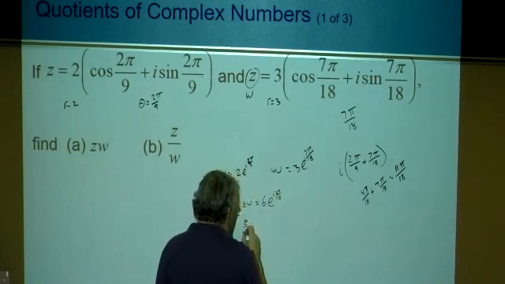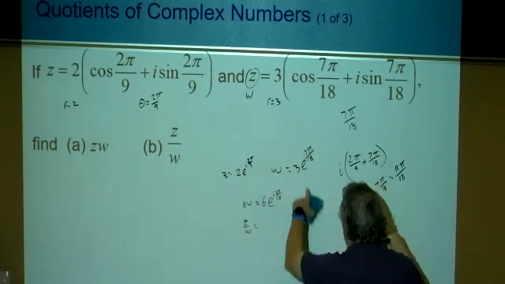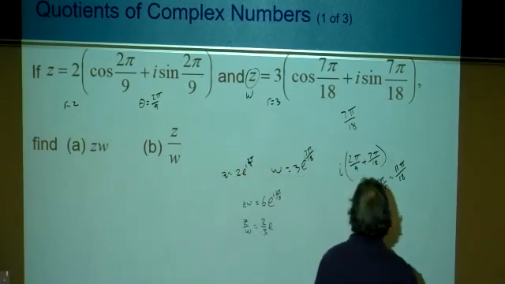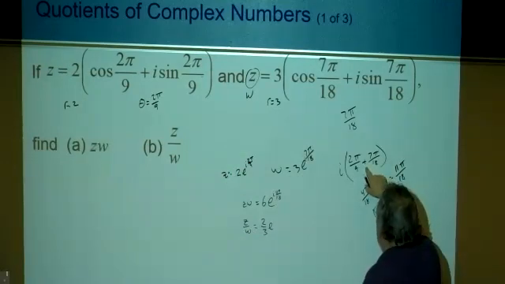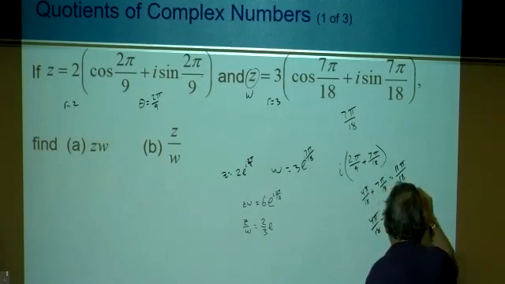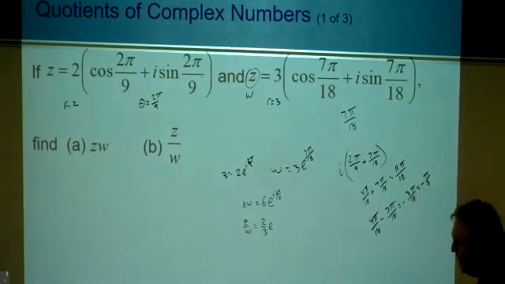And then z divided by w. I'm going to do 2 divided by 3, so that's 2/3 e. Now I need to figure out the exponent. Instead of adding, I'm going to be subtracting: 4 pi over 18 minus 7 pi over 18, which is negative 3 pi over 18, which is negative pi over 6. If you can simplify your fraction, do it. Otherwise, you get a minus 2 on the test.